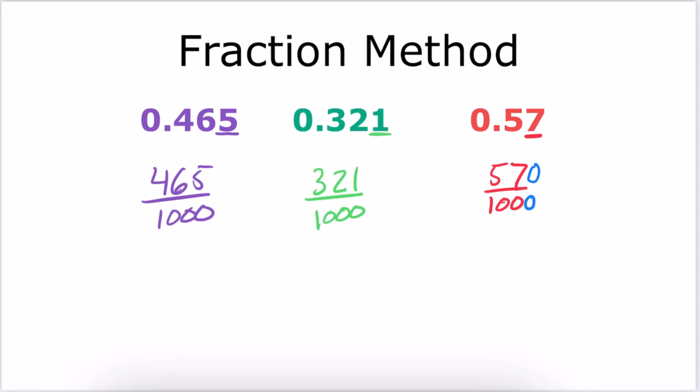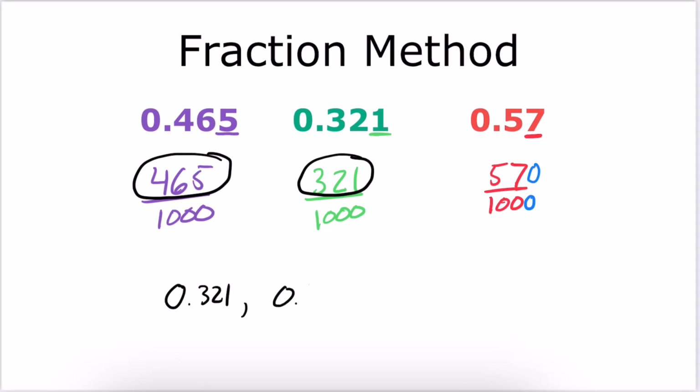And now that they all have common denominators, now I can just write them in order. So I look at the numerators, and the smallest numerator is 321. And so that means the decimal 321 thousandths is my smallest decimal. Then the next smallest numerator is 465. And so that tells me that 465 thousandths is my next smallest decimal. And the largest numerator is 570. And so 57 hundredths is my biggest decimal.